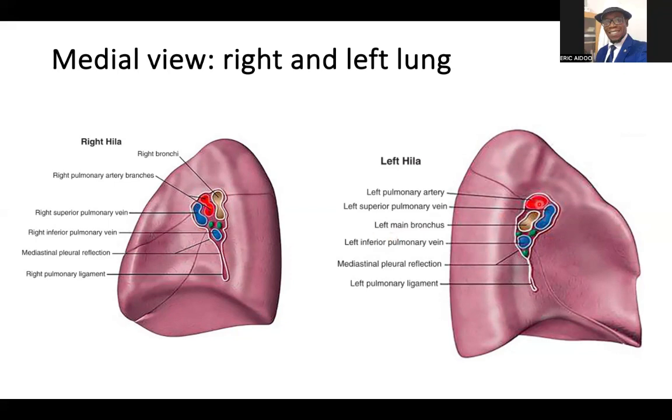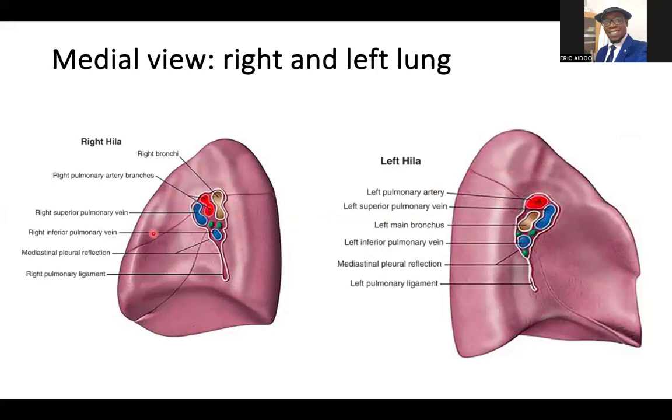Then you have the left side: the left pulmonary artery, the left superior pulmonary vein, the left main bronchus, and the left inferior pulmonary vein. Then you have the pleura with its reflection and then its ligaments. Important to note is the lingula of the left lung, this projection. Then you have a diaphragmatic surface on both left and right. You also have some cardiac impressions, and then other impressions of the blood vessels, and its arching nature.